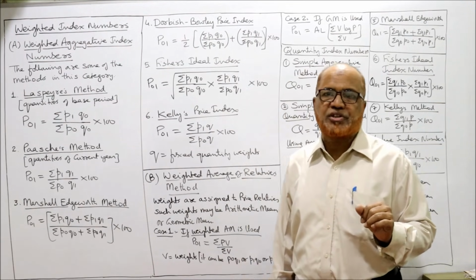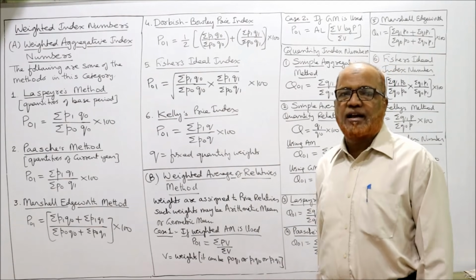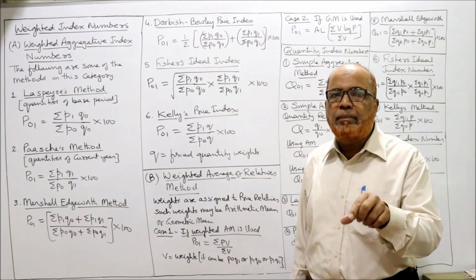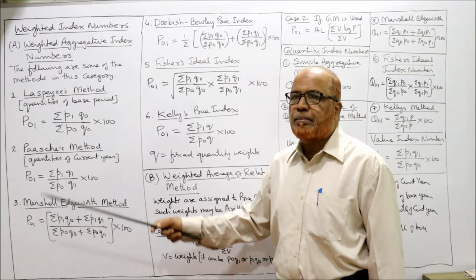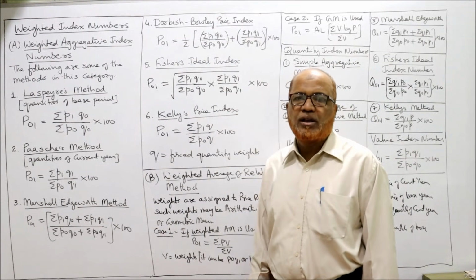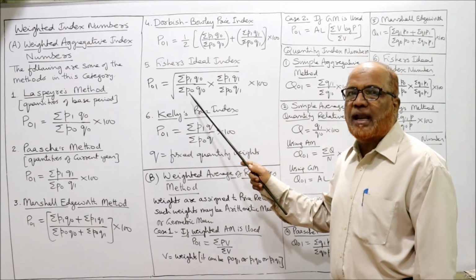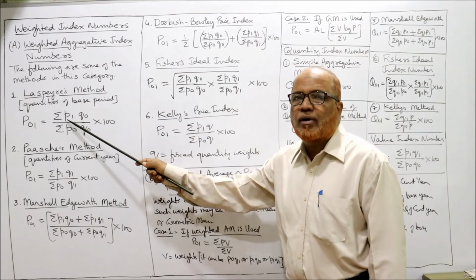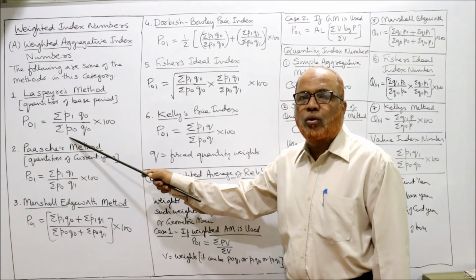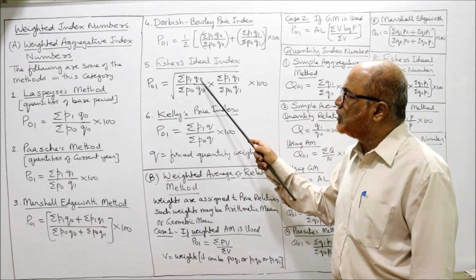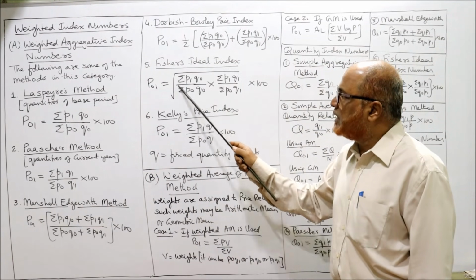The most important formula, the most commonly applied formula, which is widely used for calculating index numbers, is Fisher's ideal index number. Fisher's ideal index number is the geometric mean of last year and past years. So how to calculate? We'll take the formula for last year. The last year formula is P1 by P0 into Q0. We take this same P1 by P0 into Q0. That is last year.